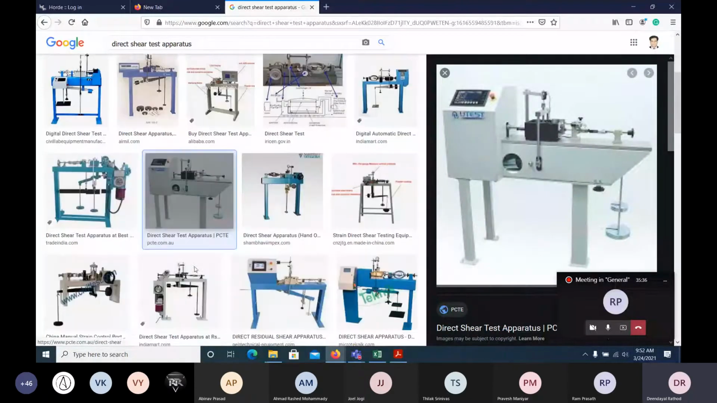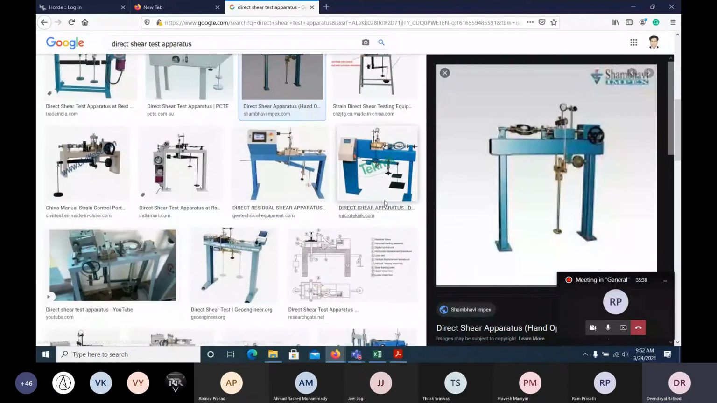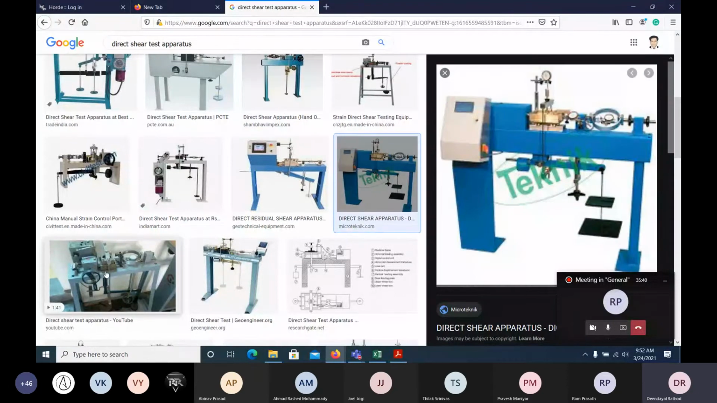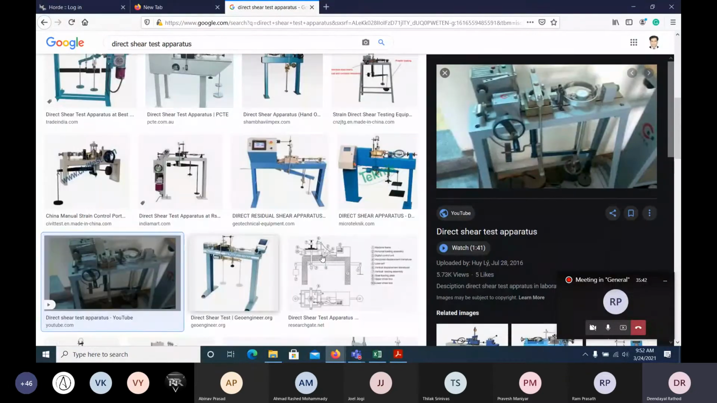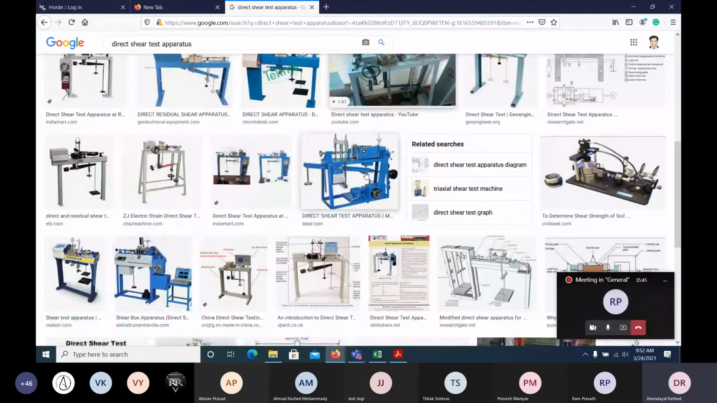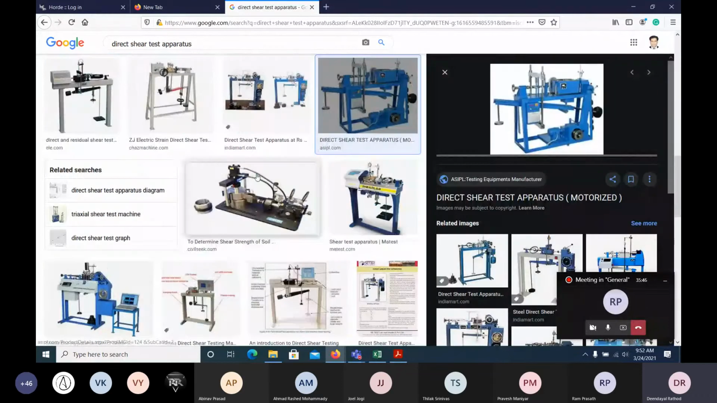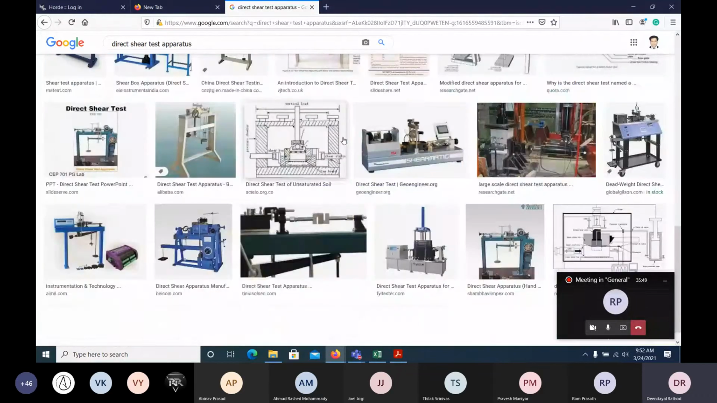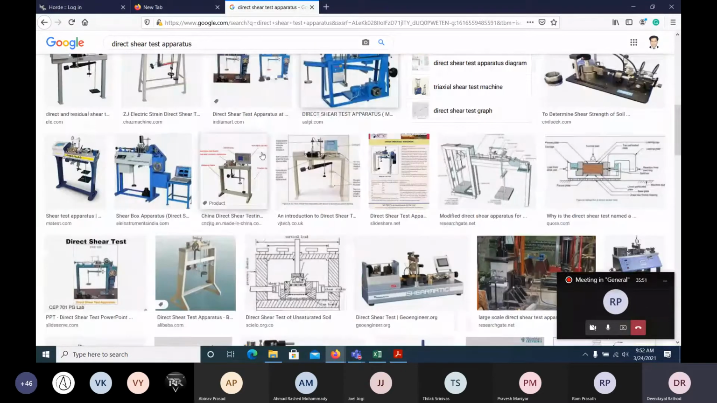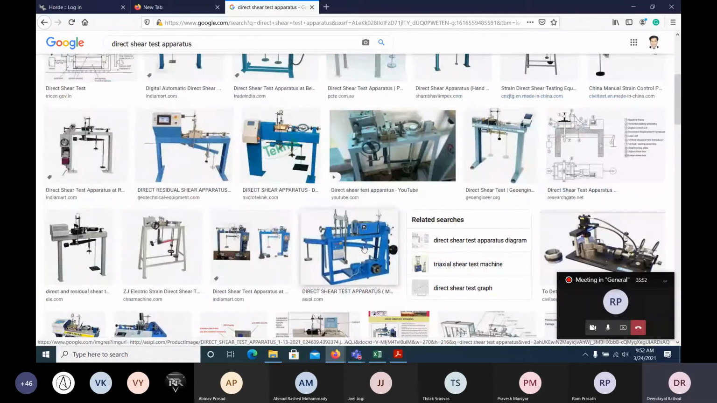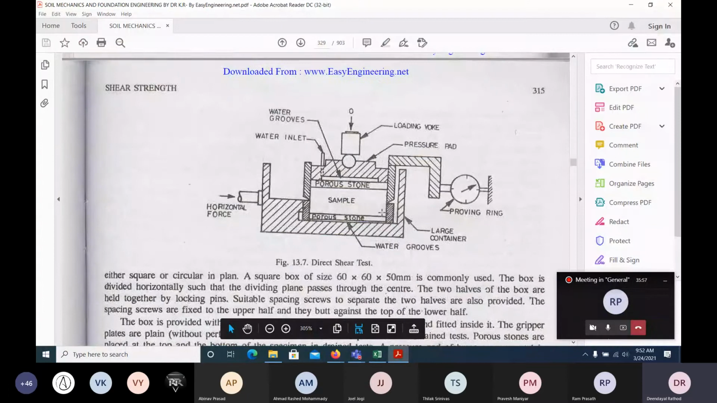So we have different types of box shear test. We do have these tests in our laboratory. Now this is what it looks like. Here the sample is there, and porous stones are there on both sides.